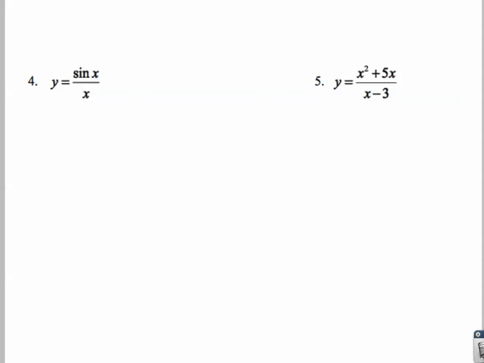Now the following examples, we need a quotient rule. Sure, I could bring this up and write this as x to the negative 1 times the sine of x, but how much easier did I really make it? Now I'd have to use a product rule. Well, they're both about the same, so let's just forget about it and save our time and leave it as a quotient and use the quotient rule.